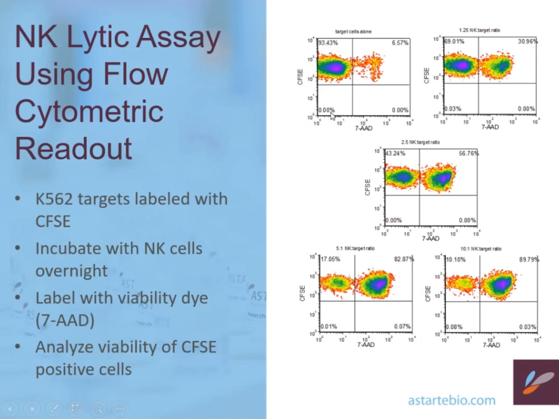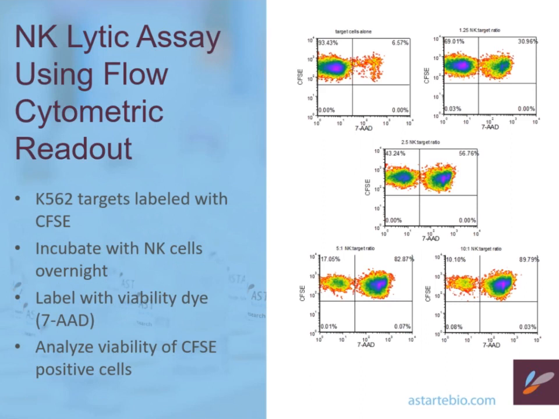And that's illustrated up here. These are target cells alone. On the y-axis is your CFSE, so they're all up here. And the NK cells would be shown down here, but we're not even showing them. It just makes analysis easier. 7AAD is on the x-axis. Here's a little bit of background uptake of the label. As you add in NK cells, you see an increase in the number of dead cells present, and that continues to increase as the ratio of NK cells to target cells increases.